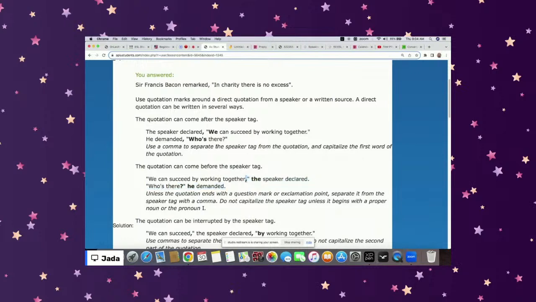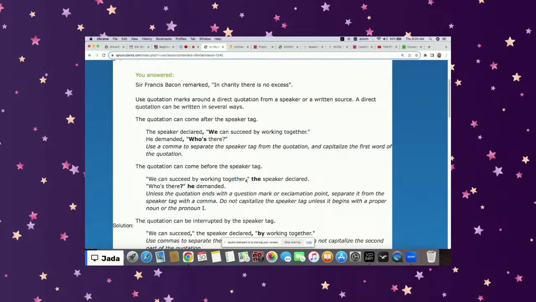So now take notes: unless the quotation ends with a question mark or exclamation point, separate it from the speaker tag with a comma. Do not capitalize the speaker tag unless it begins with a proper noun or the pronoun I. So when the quotation comes first, unless it ends with a question mark or exclamation point, you have to separate it from the speaker tag with a comma. Now, you do not have to capitalize the speaker tag. Unlike the first one, if the speaker tag is coming first, then you have to capitalize the quotation. And if the quotation comes first before the speaker tag, you do not have to capitalize the speaker tag.